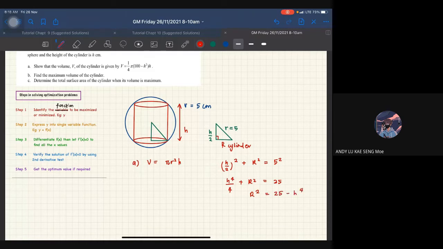Okay, so you already have this one, R square kat sini. Gantikan saja dalam ni. So awak akan dapat kat sini pi and then 25 minus H power of 4 over 4 times with H. Okay, so saya pindahkan this one ke sana sikit.